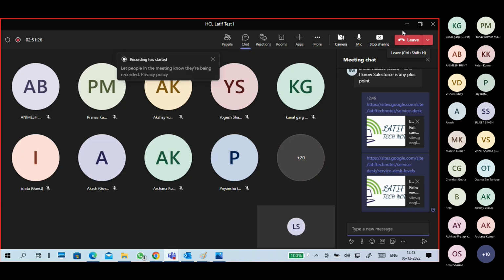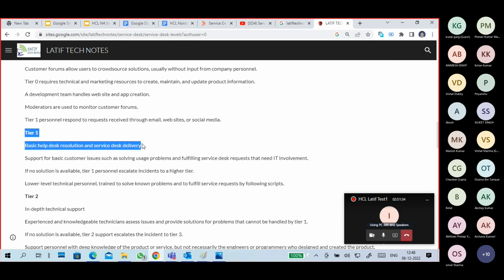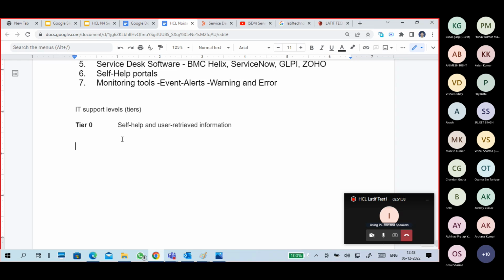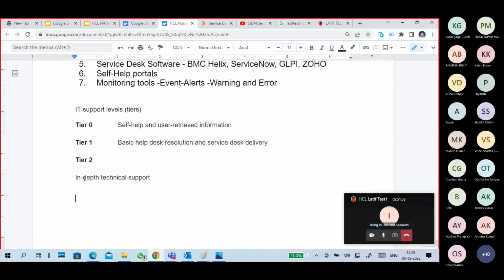If you read, guys, one day, somewhere, you will get it. Tier 1 is basic help desk support and resolution, service desk delivery. For example, you want to change your password; the password will be changed by Tier 1. You want an internet connection or printer access, or your internet is not working and you have to check it, then it is Tier 1.